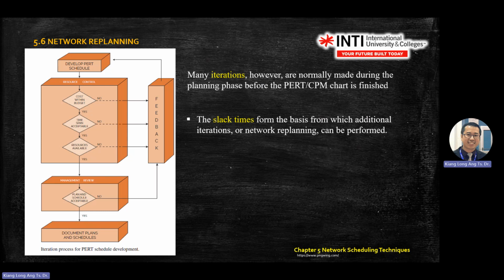So there are five big blocks. You start from develop schedule, followed by resource control, followed by management review, then whether you document it or not. Then in the middle here, during the review, if the review result is fail, then it goes into feedback again. Then collect feedback, then go back to the schedule. Okay, so there are 5 blocks.